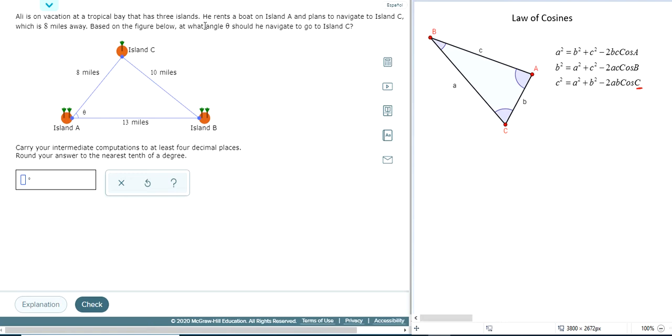Sorry, I think I'm wrong here. I think he rents a boat on island A and plans to navigate to island C, which is 8 miles away. Okay, so we want this angle theta down here. So that's the focus, right? We want to know that angle.